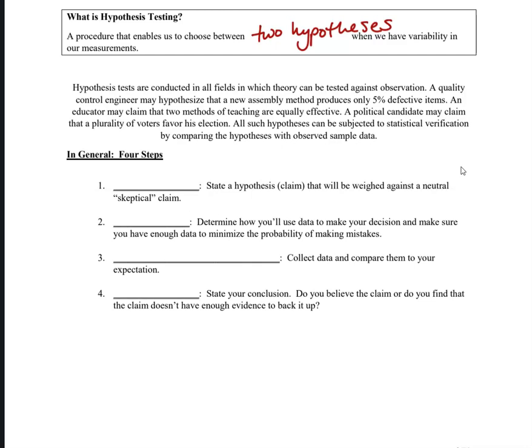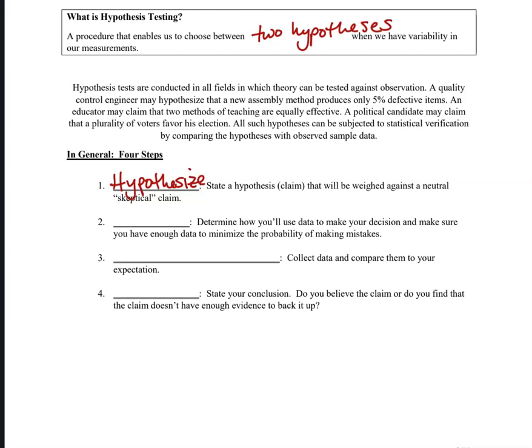There's four general steps when we talk about hypothesis testing. The first is to hypothesize. So actually make your hypotheses, and that's what we're going to focus on in this section. State your claim that will be weighed against some other neutral skeptical claim. So we'll have what's called a null and an alternative hypothesis. The next step is determine how you'll use your data to make your decision and make sure you have enough data to minimize the probability of mistakes.